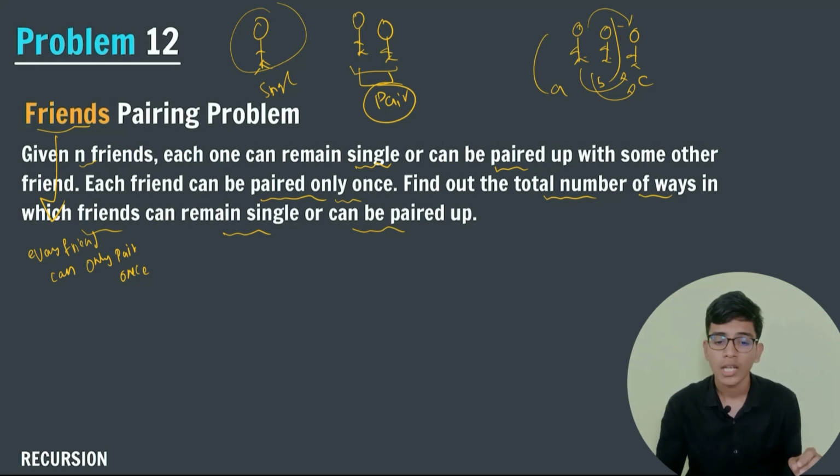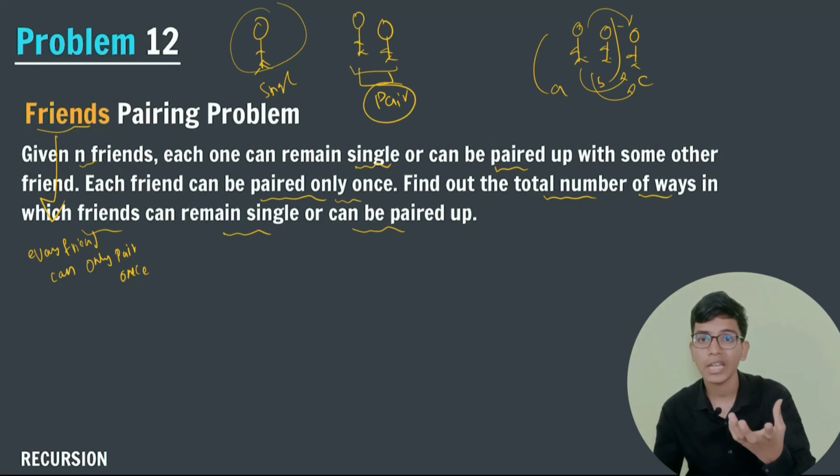In this question, given n number of friends, we need to find out the number of ways the n friends can remain single or can be paired. We need to return n number of ways, right? The number of ways that can be possible, either he can be single or he can be paired with anybody, and in most of the cases we guys are single.